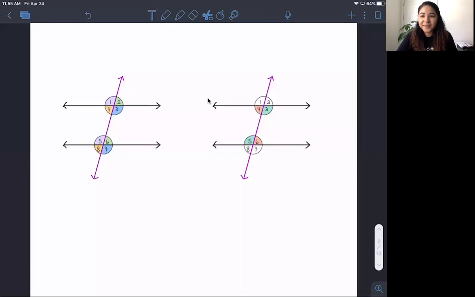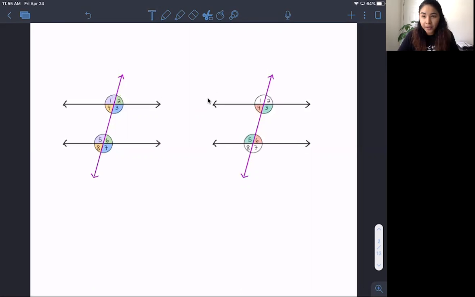Hey everyone, so I'm going to go over the concepts from this week just to explain and review the different angle relationships that we covered this week. So in this video, I'm just going to review the vocabulary and the relationships, and then in the next video, after your practice problems, I'll go over solutions to the practice problems, okay?